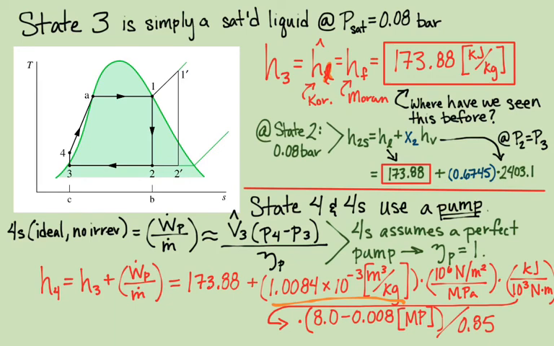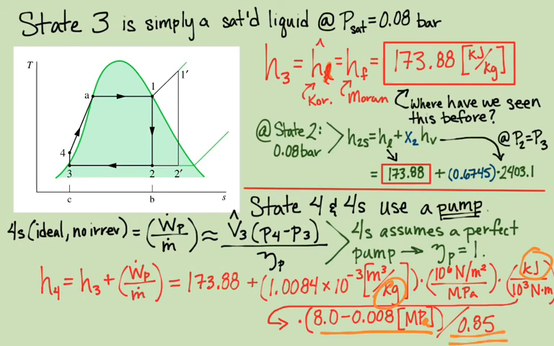I've got my conversion between megapascals and newtons per meter squared, and my kilojoules conversion between kilojoules and 10 to the third newton meters. We ran out of space because this is a very long equation. This is multiplied by the pressure difference, and the pressure difference should be in units of megapascals, and those megapascals will ultimately cancel out, and we'll get kilojoules per kilogram as my energy units.